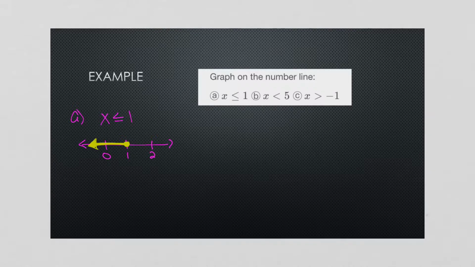Alright, so now let's look at part B. X is less than 5. So again, draw your number line. I put the number I'm dealing with in the middle, and I put 1 on each side of it. Because I don't have the equal to symbol, I want to put an open circle at 5. That means that 5 cannot be one of your solutions, but everything immediately, in this case we want smaller than, everything immediately to the left could be a solution.